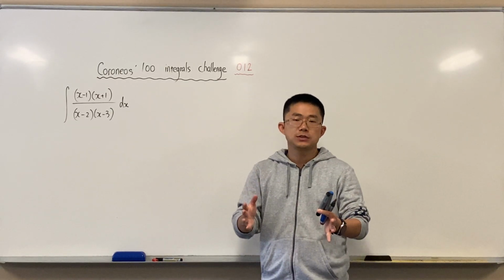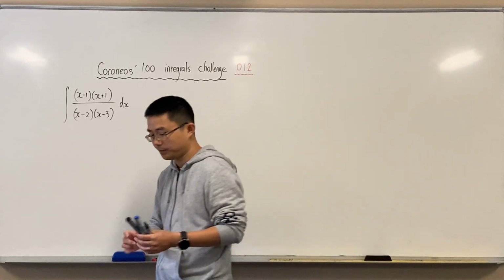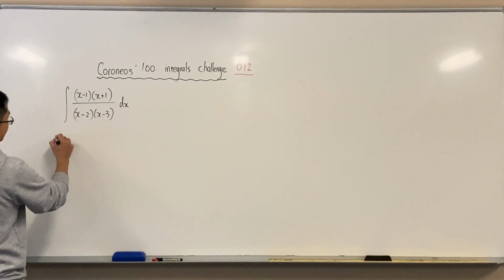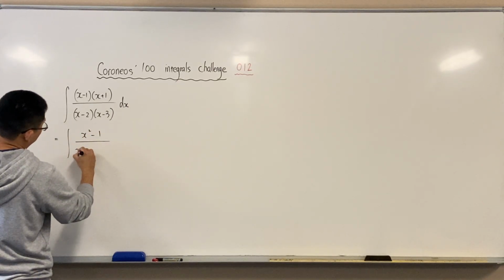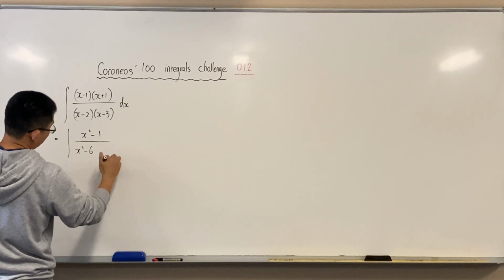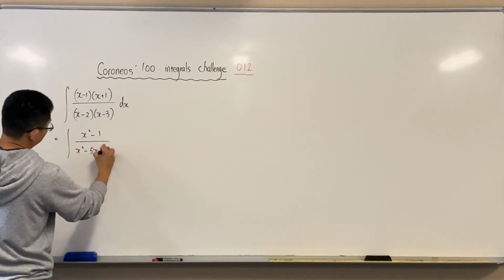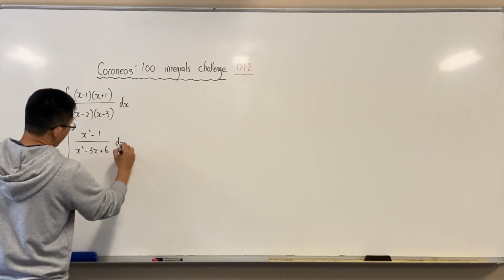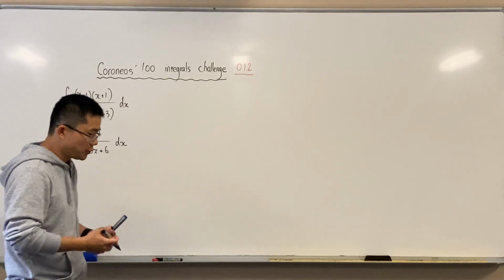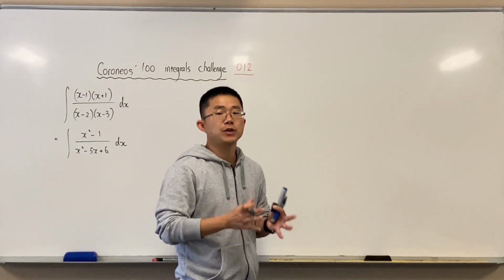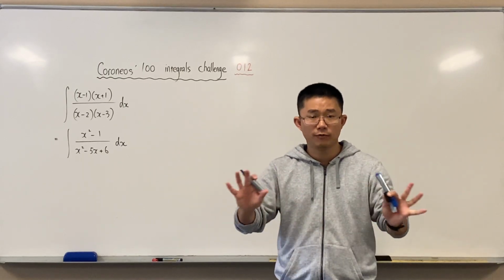Well, the first thing we need to do is expand. We need to expand both the top and the bottom. Let's try to do that first. After expanding, we're getting this fraction here. Now what you need to do is use a long division or algebra manipulation to change that fraction into 2 more fractions.